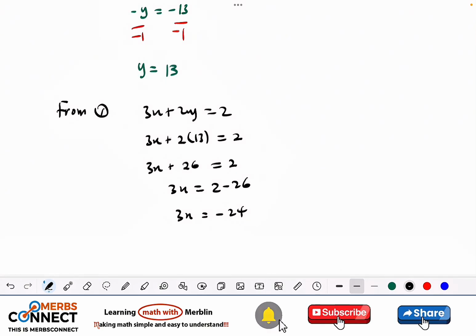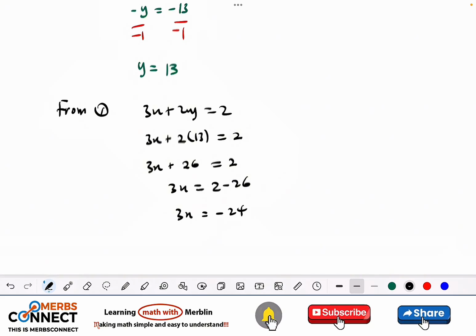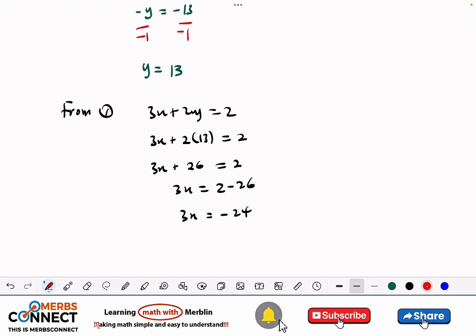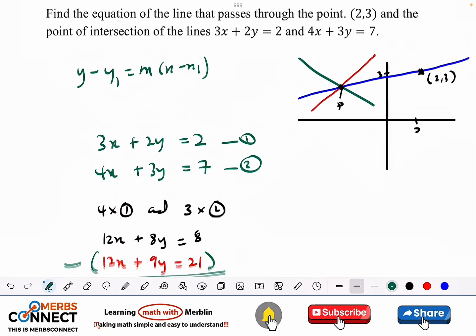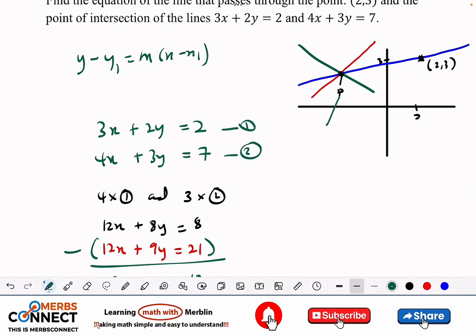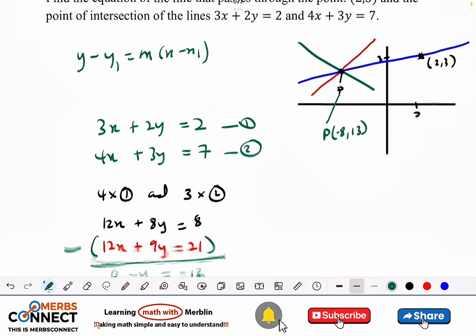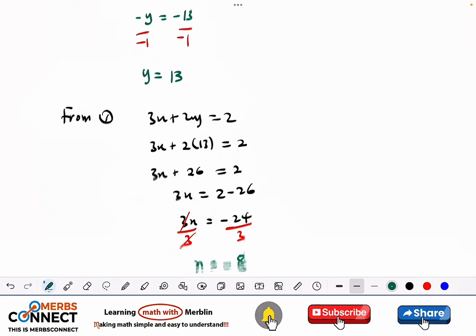3 divides 24 how many times? I think 8. Yes. So let's divide this one by 3, and this one by 3. This will cancel that, so we are going to have x is equal to minus 8. So this is helping us to get the coordinate that we are looking for. So now our P is equal to (minus 8, 13), right? So that's what we just needed.